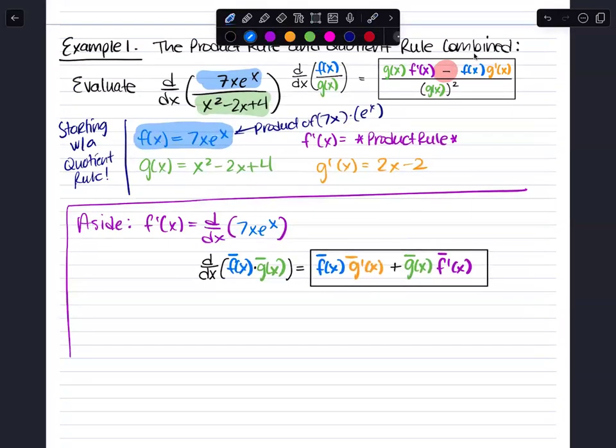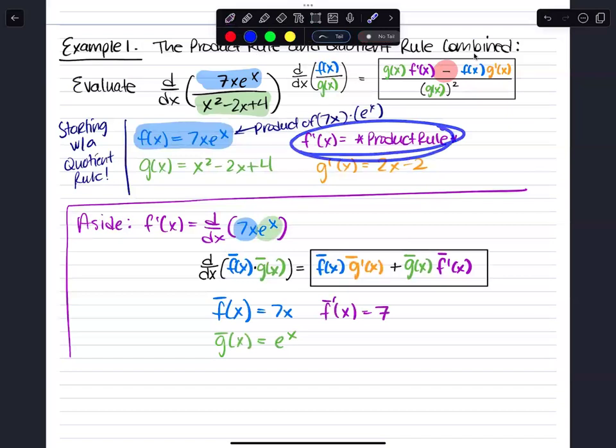So for this product rule, I'm going to identify the function f with the bar as the first function in this product, and the function g with a bar as the second function in this product. And I'm going to just keep the bars, the hats, written on these functions. So when I differentiate f, I have f prime with a hat. F prime is 7 for this function f, right?